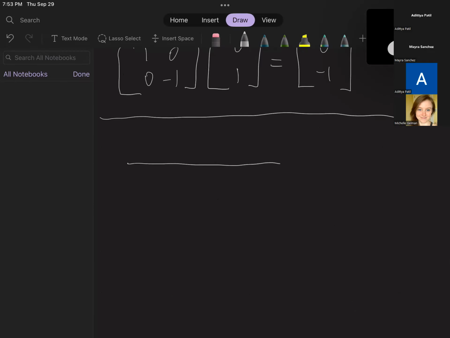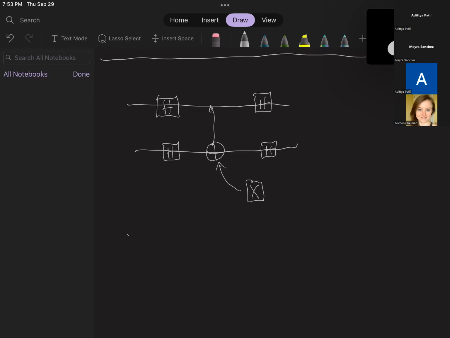But if we go back to the example, we have a control not gate over here, and we have Hadamard gates all around it. Technically, this right here is an X. I don't know why they draw it as a plus, but that is an X. And so what we can see right off the bat is that we can truncate this operation to a controlled Z.